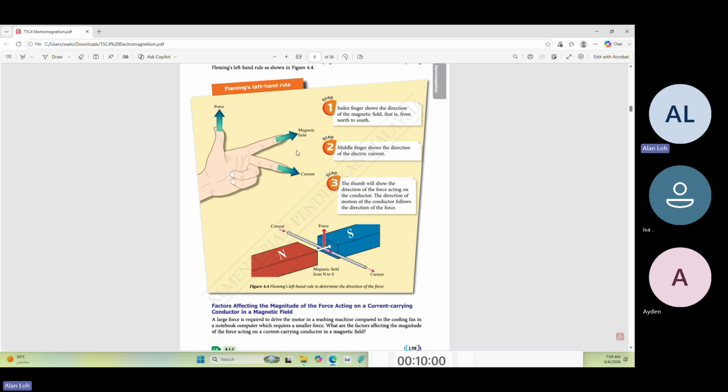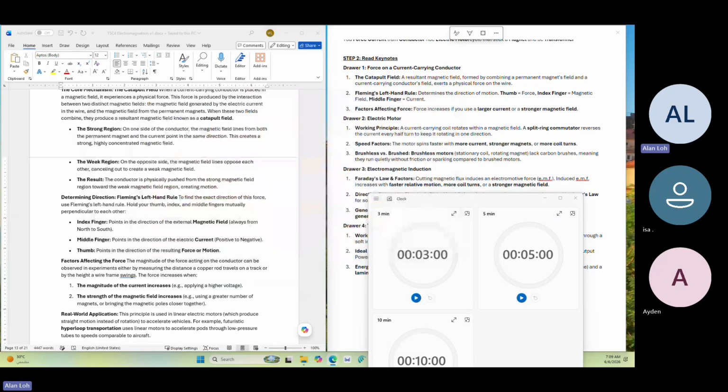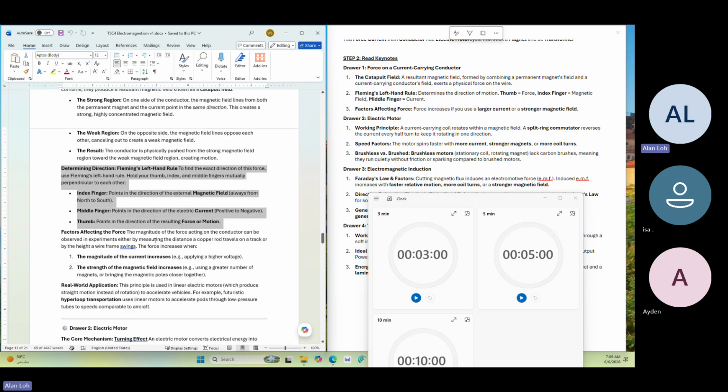Okay. I hope this gives a bit more clarity, because as I say, this chapter needs you to appreciate the mechanism of the motor or of the electromagnetic inductor. So just by reading text, maybe it's a bit difficult to imagine the mechanism, right?